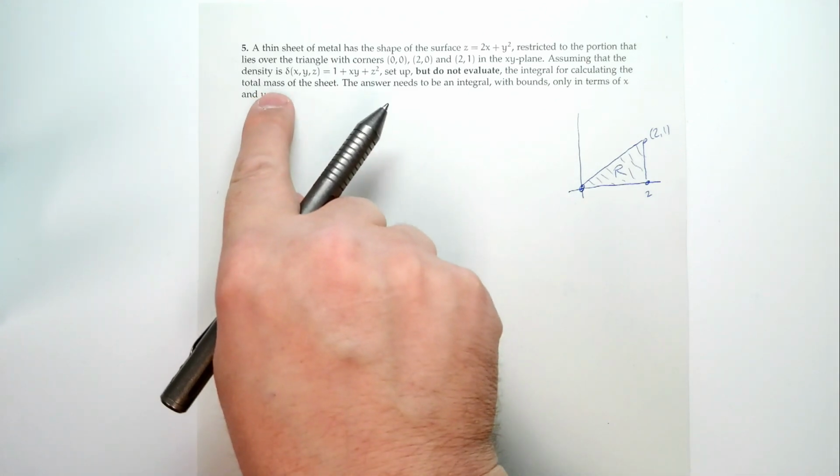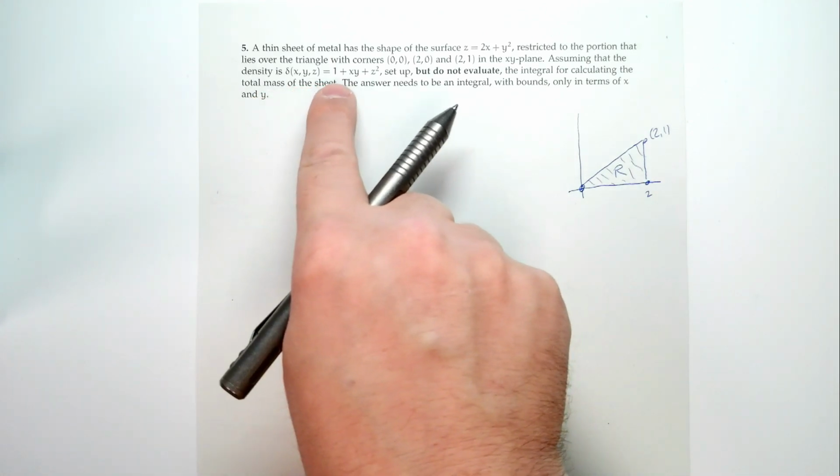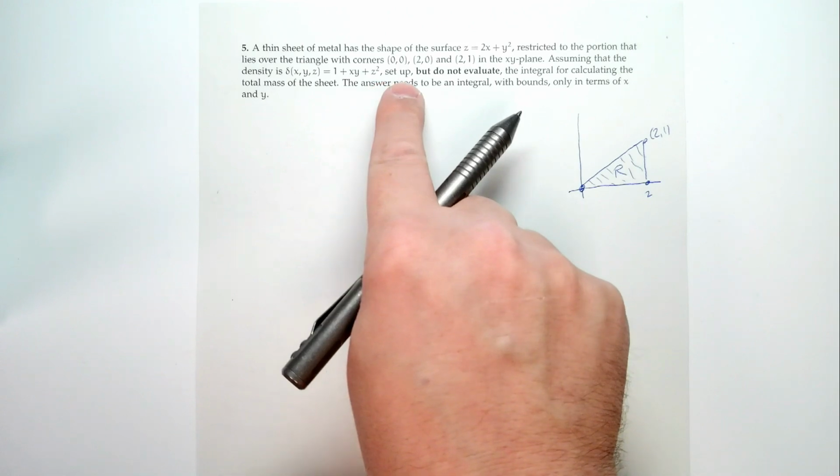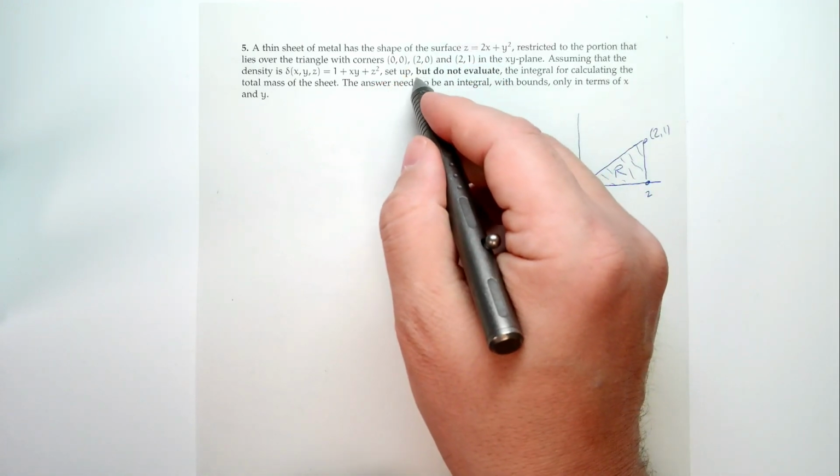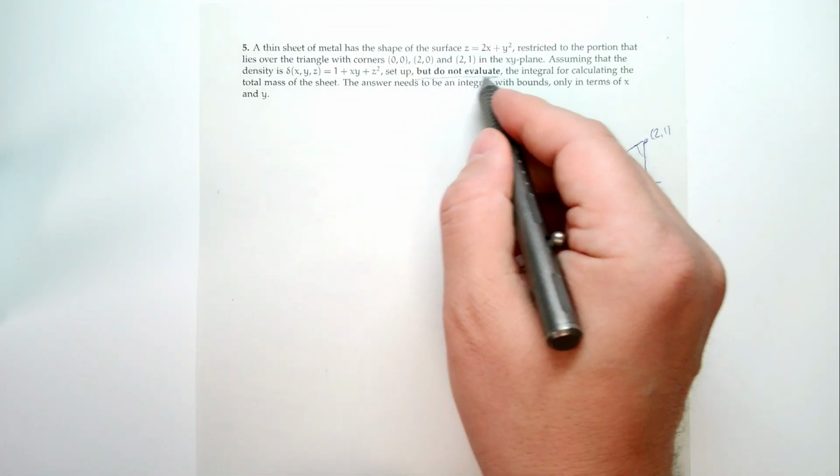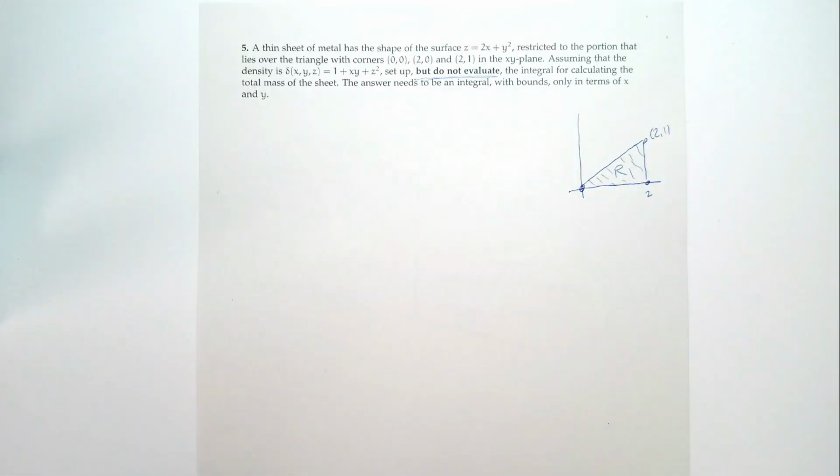Assuming that the density is 1 plus xy plus z squared, set up but do not evaluate. The sweetest words in a calculus exam. Do not evaluate the integral for calculating the total mass of the sheet. The answer needs to be an integral with bounds only in terms of x and y. So our final answer can't have any z's involved. There's no z's.